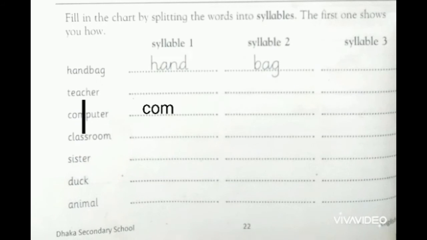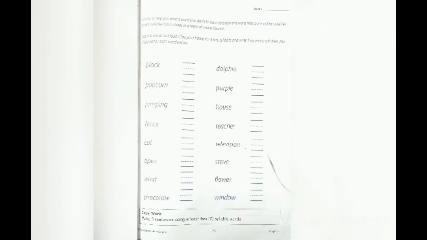Now here is an example, number 3, computer. How many syllables is this word divided into? Computer. It is divided into three parts. First one is com. So we will write com in the syllable 1 column. The next part is pu. So we will write it into the syllable 2 column. And the third part is ter. We will divide it into the third part, that is ter, and we will put it into the syllable 3 column. Okay class, after completing page number 22, come on to page number 23.